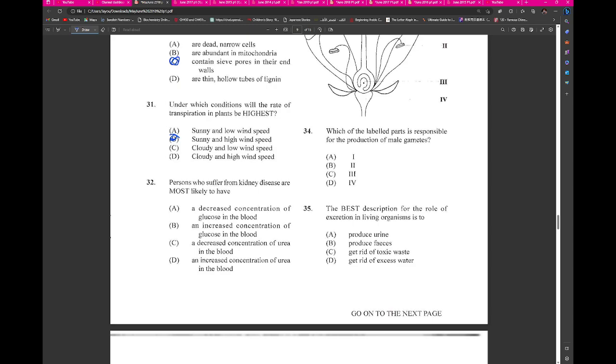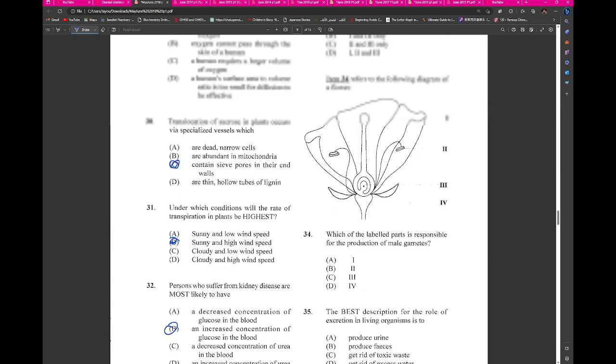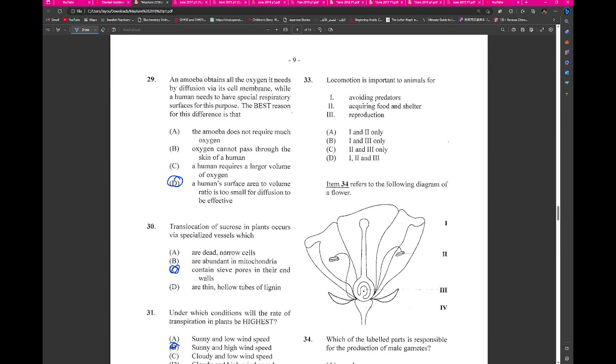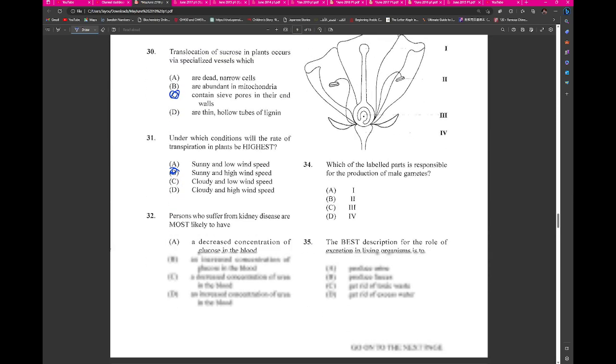A person who suffers from kidney disease is most likely to have increased concentration of glucose in their blood. Yes, it would be. Oh, the filtering system is not working. Hold on, let me check something. Increased concentration of probably urea within their blood.